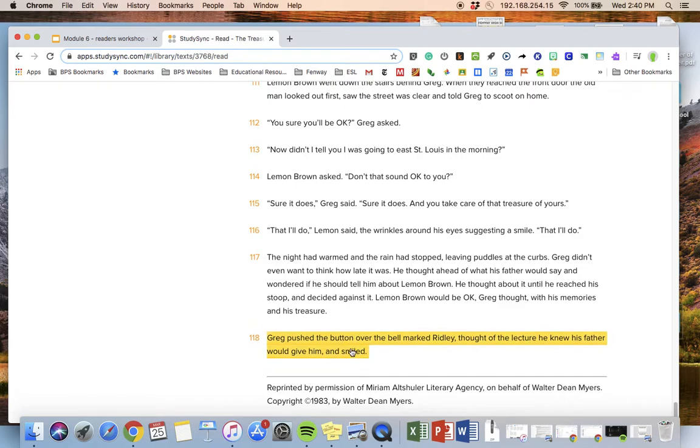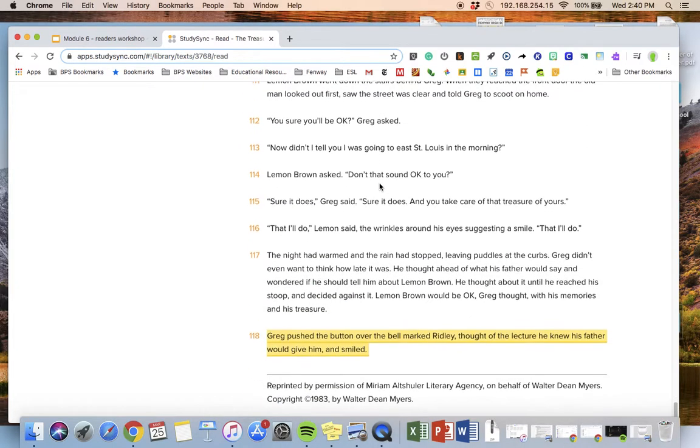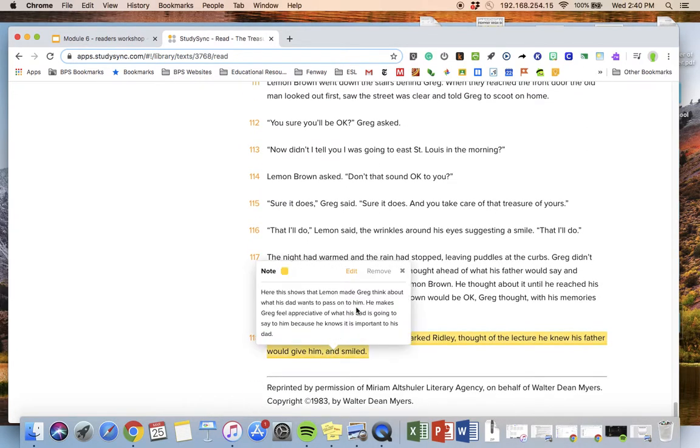But then I thought back to this note that I had made here about Lemon. And here's the annotation that I made here. I said, this shows that Lemon made Greg think about what his dad wants to pass on to him. He makes Greg feel appreciative of what his dad is going to say to him because he knows that it is important to his dad. So this is an example of how Lemon actually did make an impact on Greg.